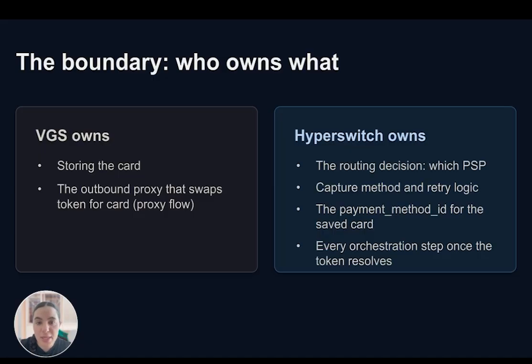Here is the boundary, stated plainly. VGS owns the card storage, and in the proxy flow, the outbound proxy that swaps the token for the card before the PSP. Hyperswitch owns the routing decision, which PSP, which capture method, which retry logic, the payment method ID that ties a customer to their stored card, and every orchestration flow once the token resolves. What crosses between them is the VGS token. In the storage flow, the card crosses too on detokenize, on its way to the PSP. VGS never makes the routing decision. The proxy flow runs this same idea without Hyperswitch touching the card.